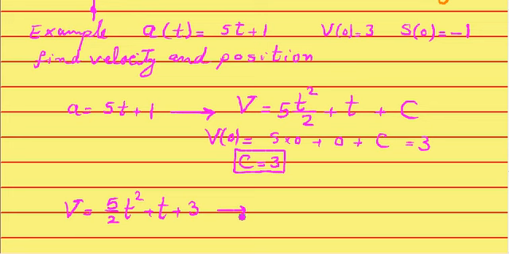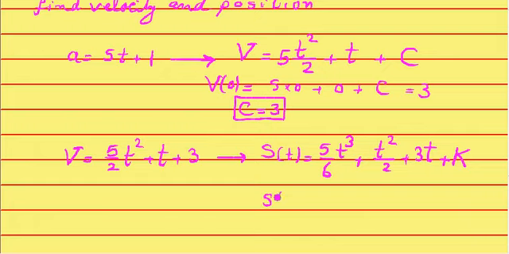My next step is to find out what the position is. So position is letter s. S is a function of t. I have to take the antiderivative of this. T squared becomes t cubed. Now I have to divide this by 3, so that makes it 5/6. T becomes t squared over 2. 3 becomes 3t. And then again I need a constant. I might use the same letter, but in order to prevent confusion I use a different letter.